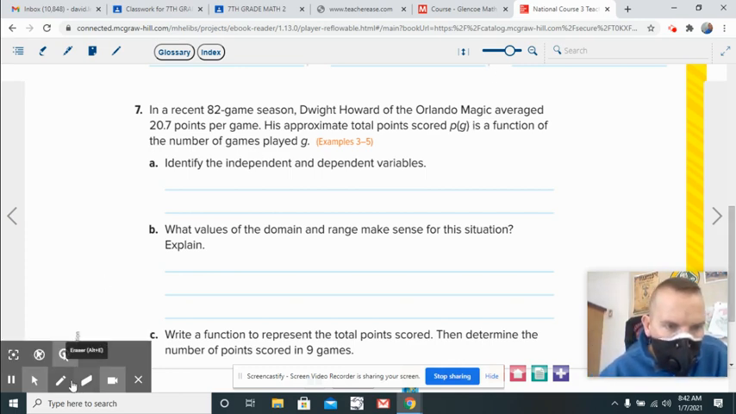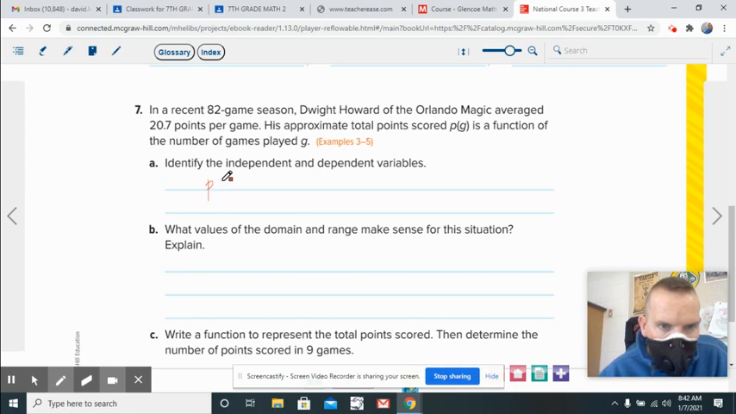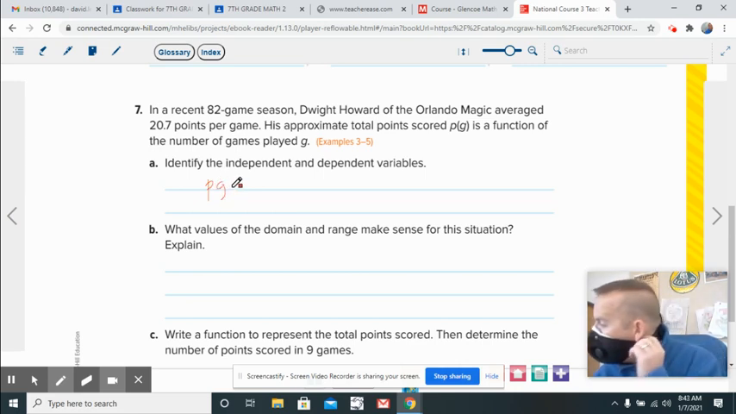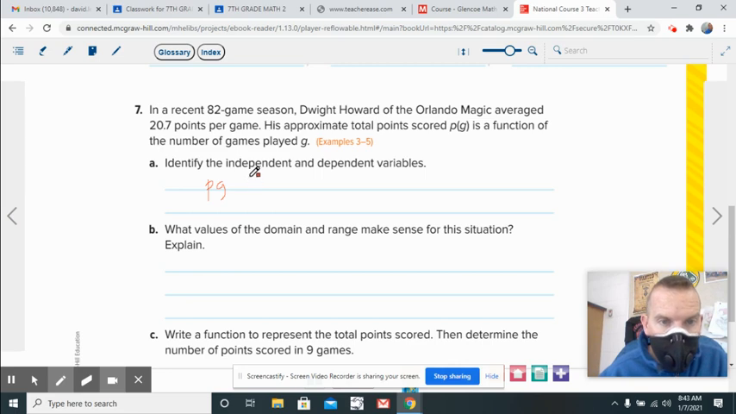So I'll put a little P for points, his points per game, again, is the dependent. Sorry, it's very hard to write with this program. And then the other one, his points, again, is dependent. His games equals the independent. And logically, this makes sense because how many points he gets depends on how many games he played. Now it says what values in the domain and range make sense for the situation.